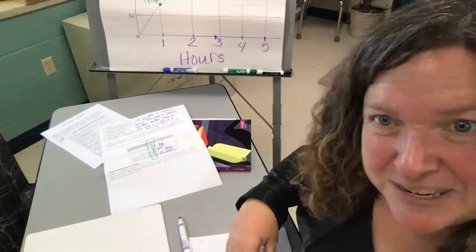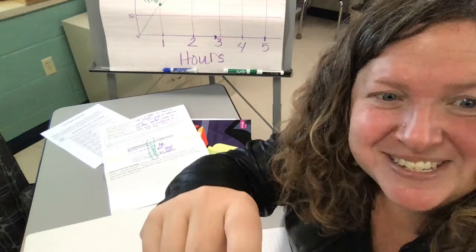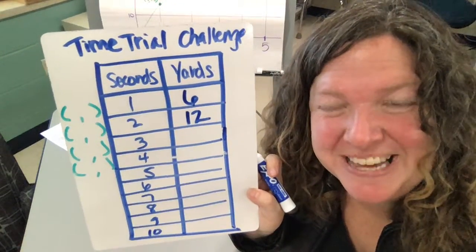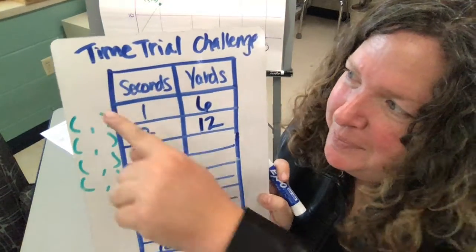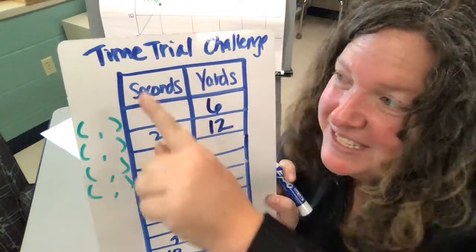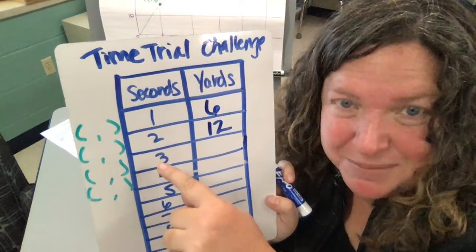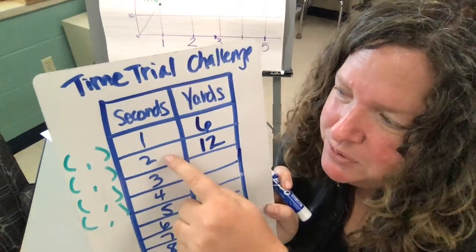So now you need something where we're going to write out all of the data so we can turn it into ordered pairs. All right, you're going to need to create a table like this if you haven't already. So here's my time trial challenge. My labels at the top are seconds and yards because it was how fast I was going and how far I went. The seconds is the time, the yards is how far. So in 1 second, I went 6. In 2 seconds, I went 12.